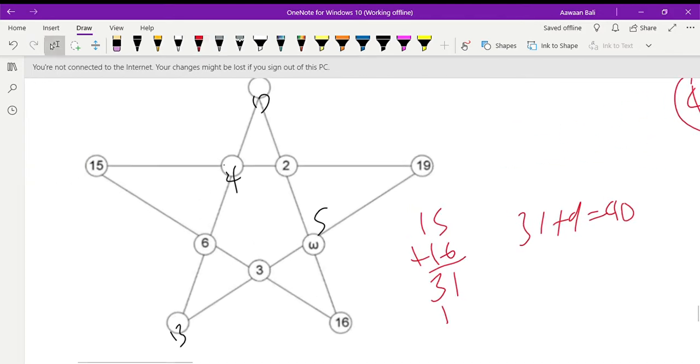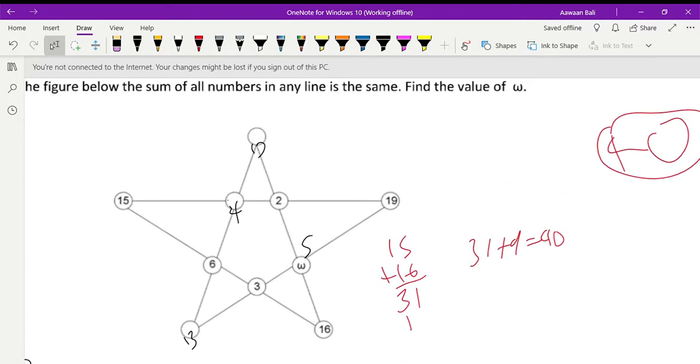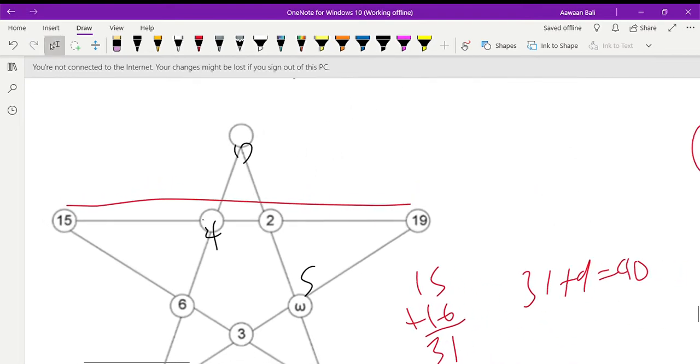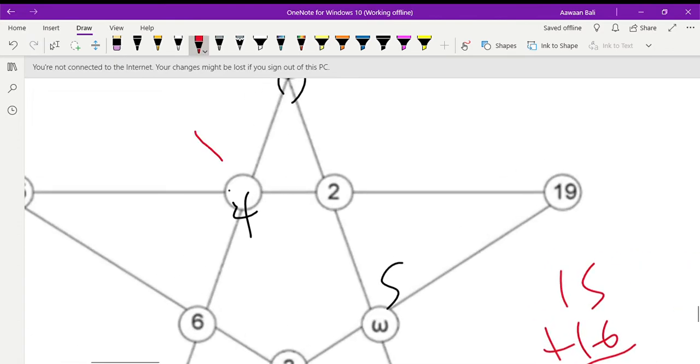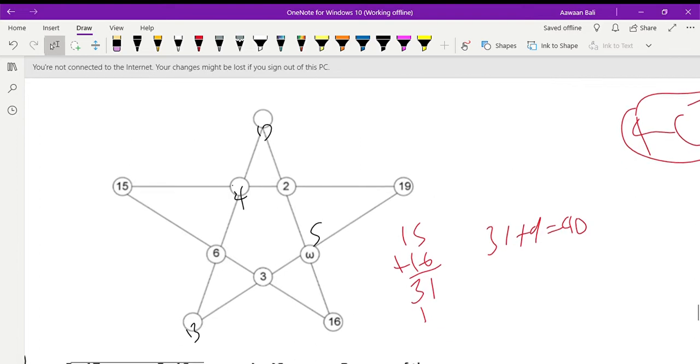So then what you have to do is substitute more numbers. Now we have 15, 2, and 19. This line here. So 15 plus 2 is 17. 19 plus 17 is 36. So 36 plus 4 is 40. So that means this has to be 4. Now, sorry, that was weird. So now we have 6 plus 4, which is 10. But that means we don't know this and this. So you have to substitute random values, which will have to be equal to 30. Otherwise, it won't work. However, there's a better way.